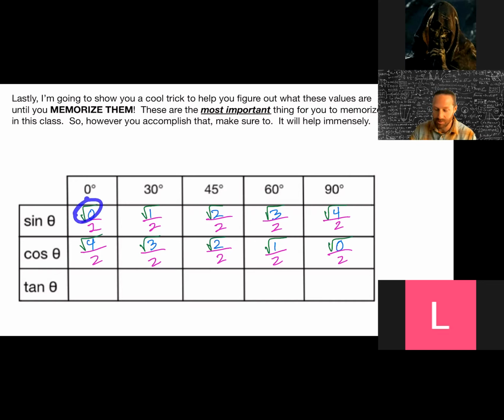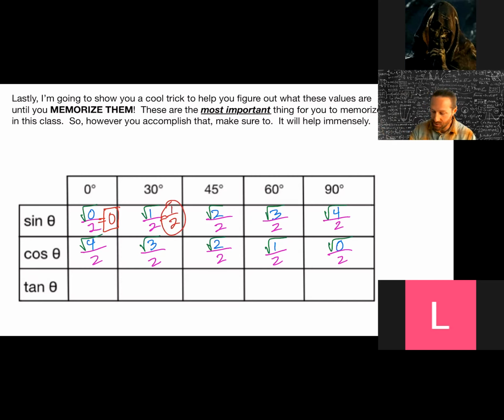What is the square root of 0? 0. Divided by 2. 0. That means we start with the 0. What's the square root of 1? 1. Divided by 2. 0.5. I don't like 0.5. Give me ratios. I want to see my y and my r, and you'll see y as we progress through.